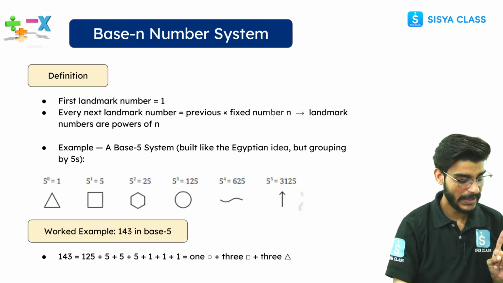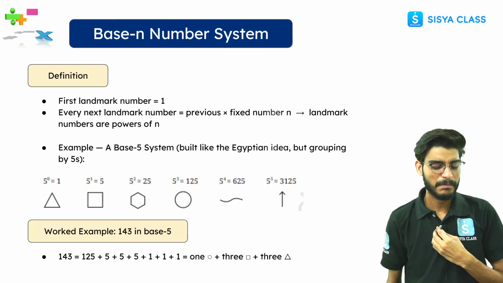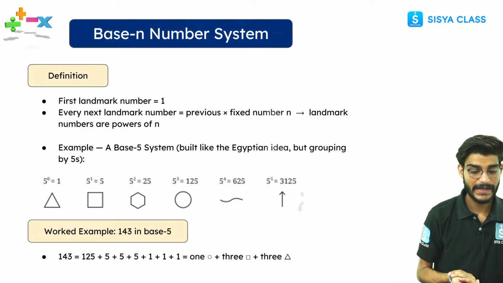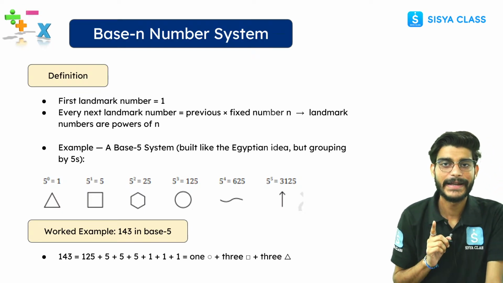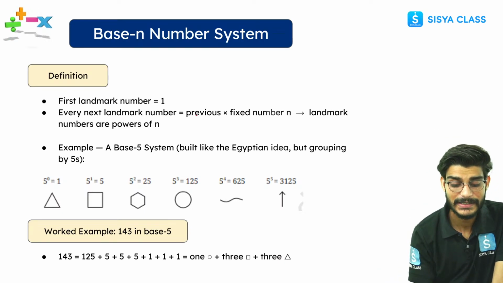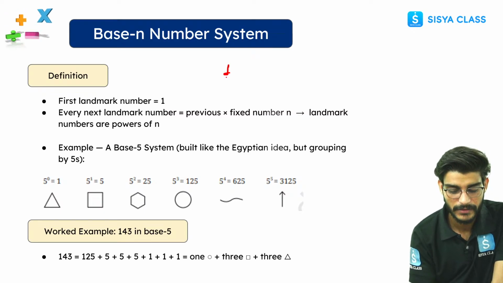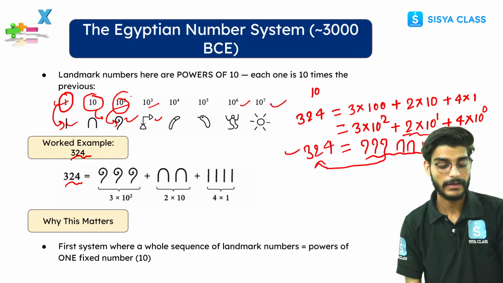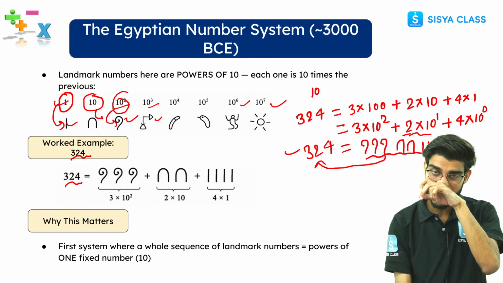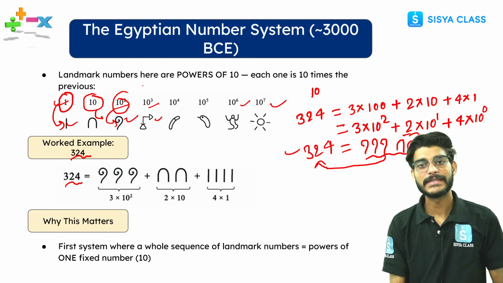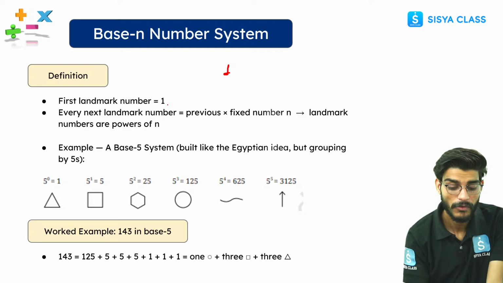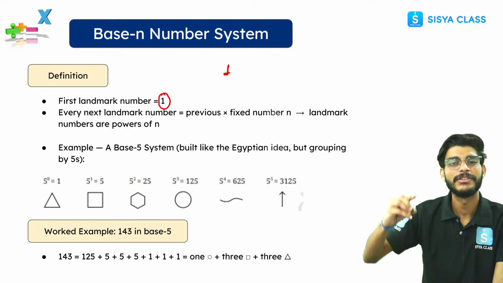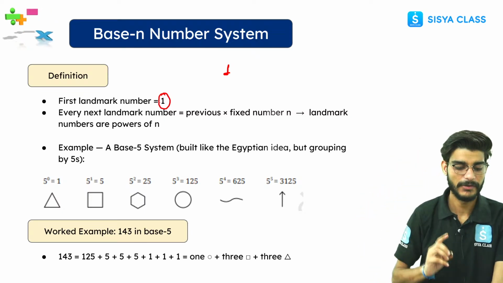Next we will see the base n number system. But bases can be different as well. So how will you create the base n number system? First landmark will obviously be 1. Let me tell you one more thing. Here 10 was the landmark number, right? I've told you, the base that you have taken is a landmark number only. First landmark will obviously be 1 because you will take power as 0. So it will be 1.